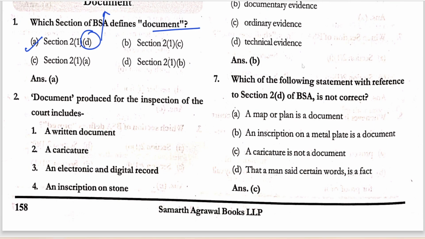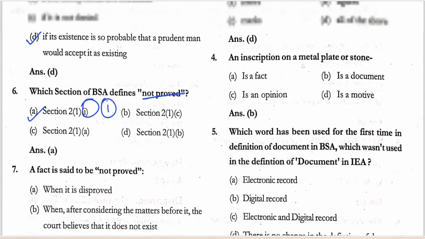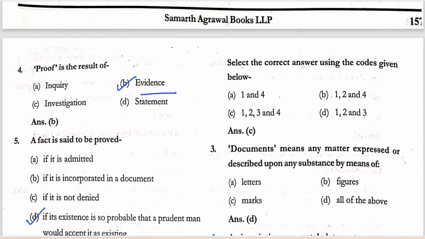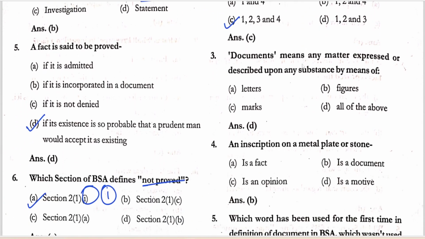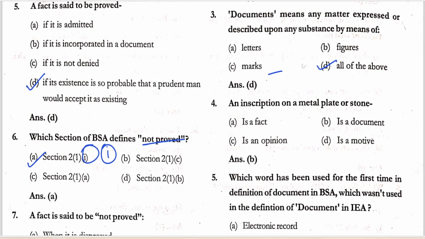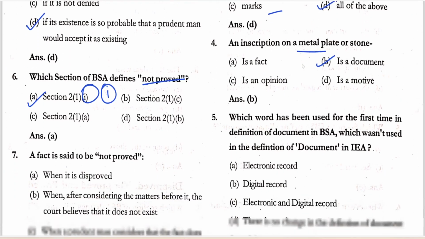Document produced for inspection of the court includes a written document, caricature, and electronic and digital record, inscription on a stone. All the four are documents. Documents means any matter expressed or described upon any substance by means of all of the above. Letters, figures, marks, all are documents. An inscription on a metal plate or a stone is a document.